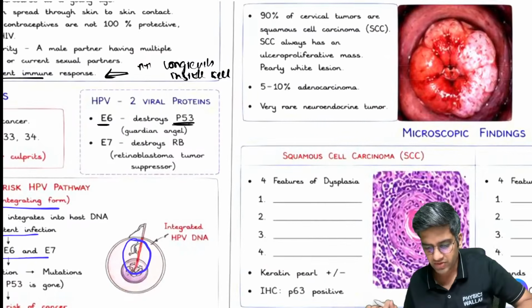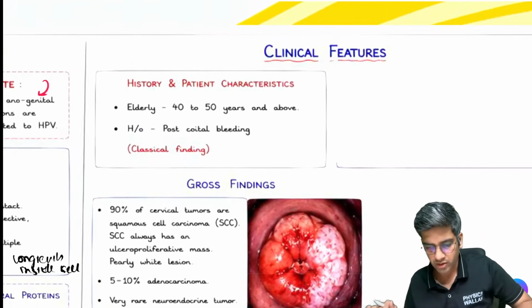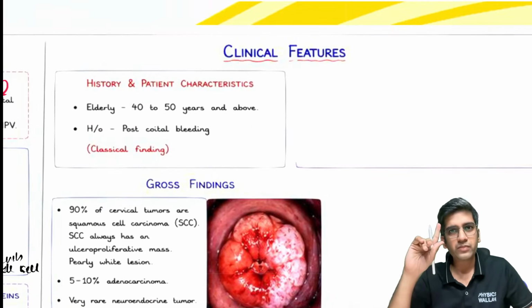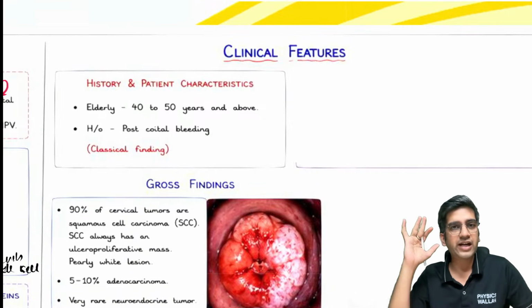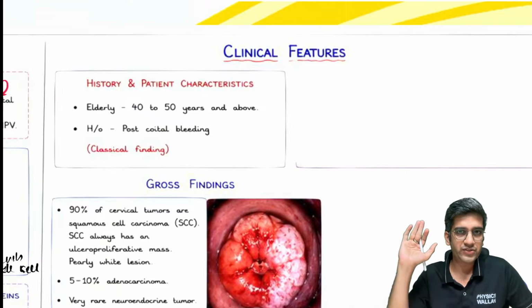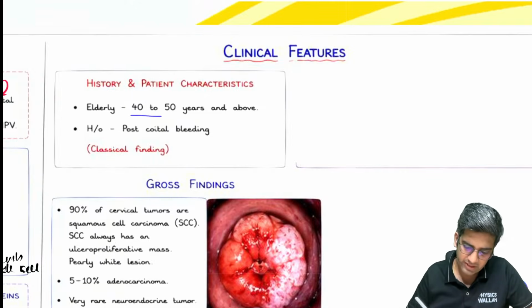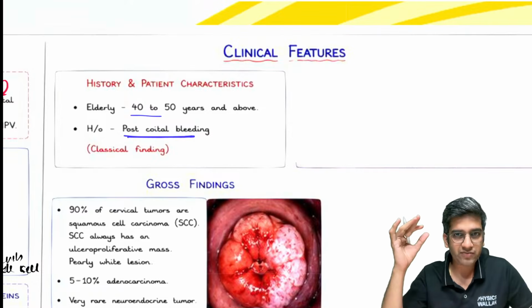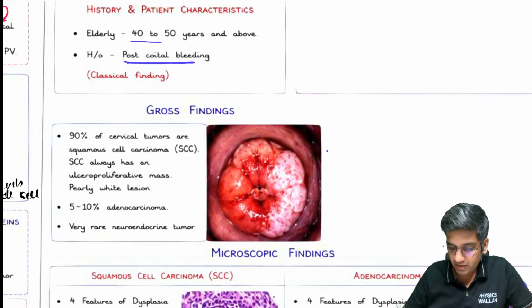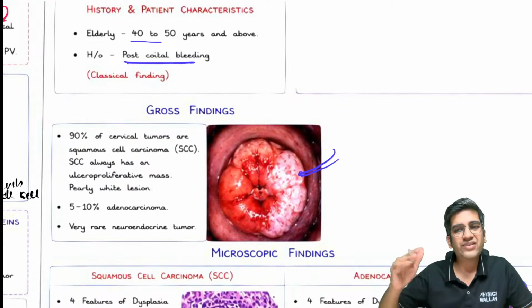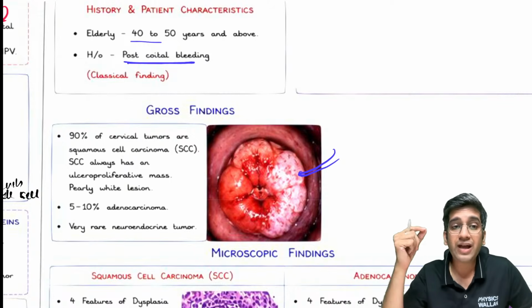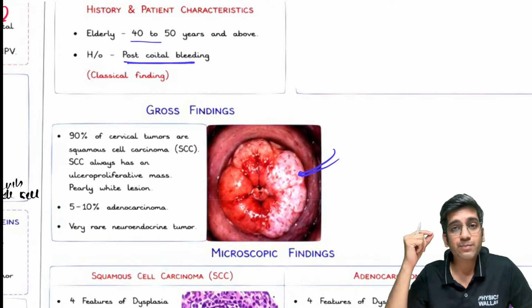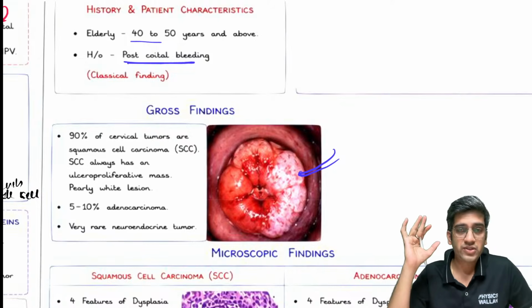Now, once we know that, we obviously are going to go to the patient characteristic features. It will be above 40-50 years only, right? It's not going to be seen in younger individuals. Most of the time above 40-50 years, and there is history of post-coital bleeding. This is a very, very classical finding, because imagine there is such a high-grade lesion in the cervical epithelium. So in sexual intercourse, obviously it will induce trauma and there will be bleeding. That's a classical post-coital bleeding, suggestive of cervical cancer.